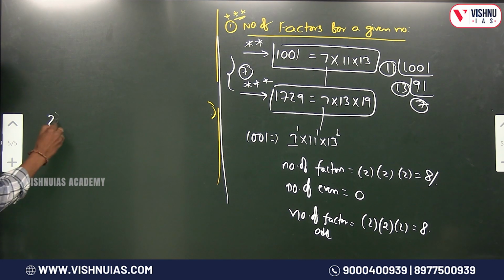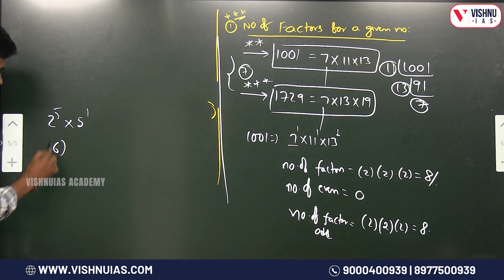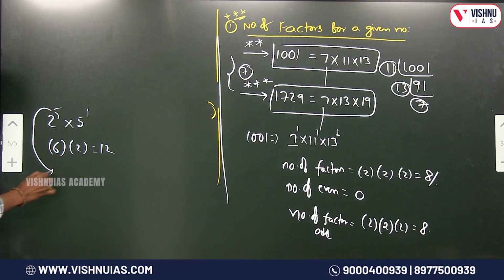So 2 power 5 into, you got 5 power 1, right? Total factors means 5 plus 1, 6, and 1 plus 1, 2. Even numbers means that you take the power of 2 directly, that is 5, and 1 plus 1 is 2. 5 into 2 is 10. 640, I think that's 2 power 7 into 5.